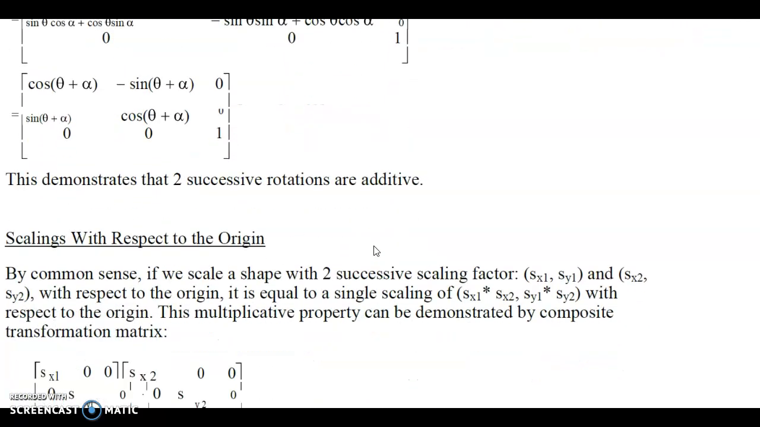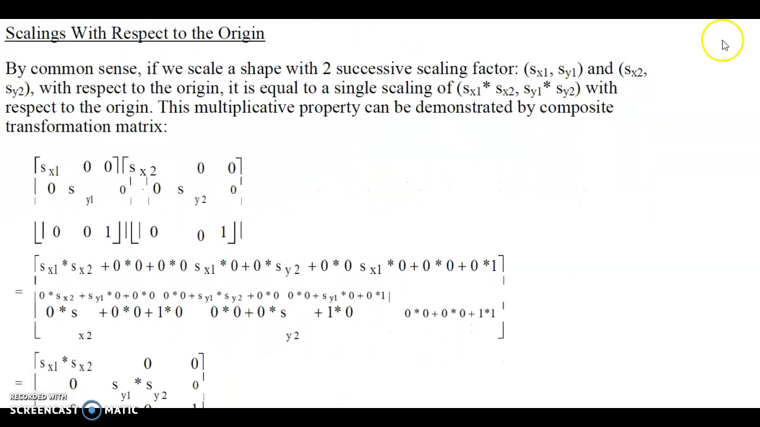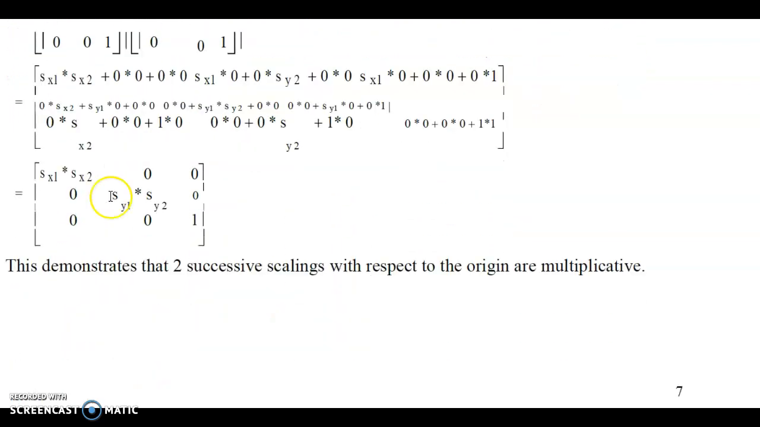Similarly, with the scaling process, if we scale the shape the first time with a scaling factor of sx1 and sy1, and then a scaling factor of sx2 and sy2, these are, as we know, the transformation matrices of scaling 1 and scaling 2. If we multiply them, we get a resulting matrix in which the scaling factors are multiplied, so the final transformation matrix becomes sx1 into sx2. This demonstrates that two successive scalings with respect to the origin are multiplicative.